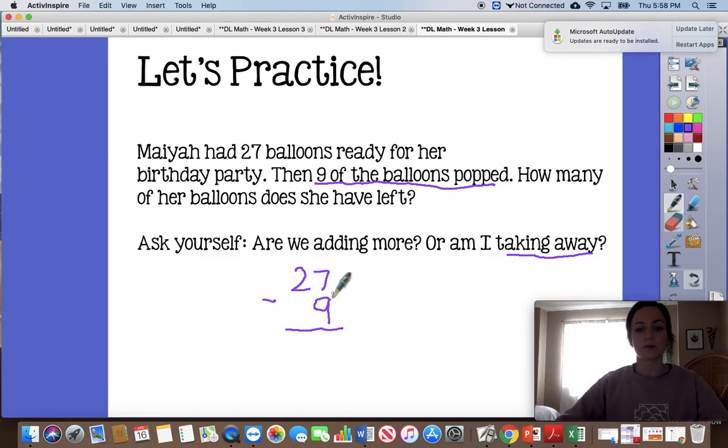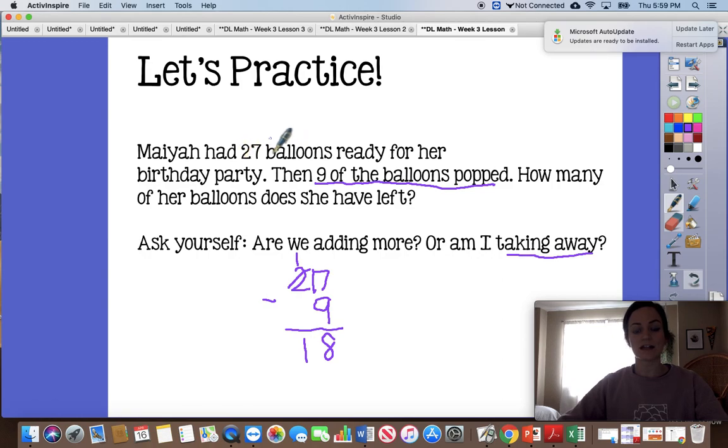So if I always remember, I start with my ones, 7 minus 9. Can I take 9 away from 7? No, right? I don't have enough. So I need to go ungroup my 10. Now I only have one 10. And then I'm going to give myself 10 ones, okay? 17 minus 9. Remember, you can count up on your fingers if you need to, but 17 minus 9 is 8, okay? And then I have 1 ten minus, there's no 10s right there, so then I just carry that 1 ten down, okay?